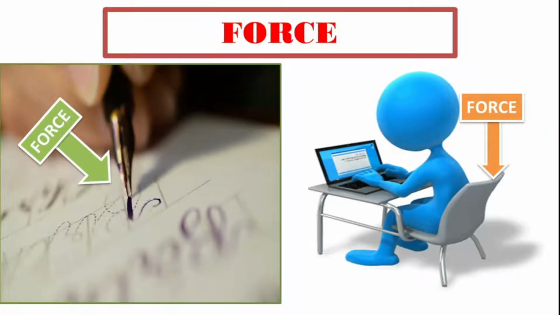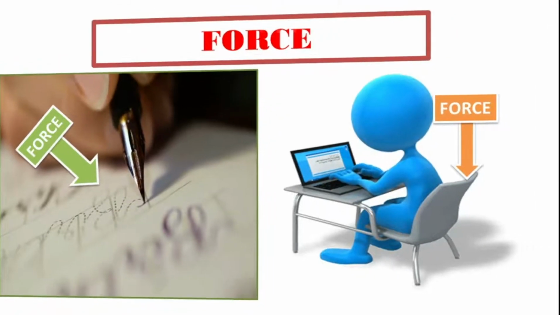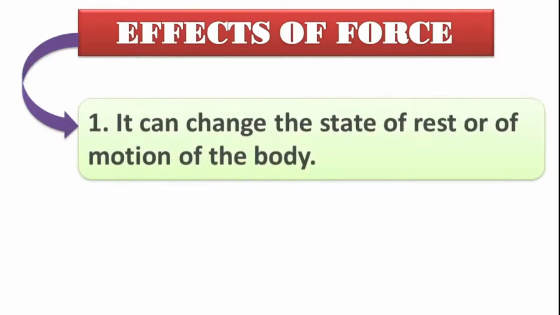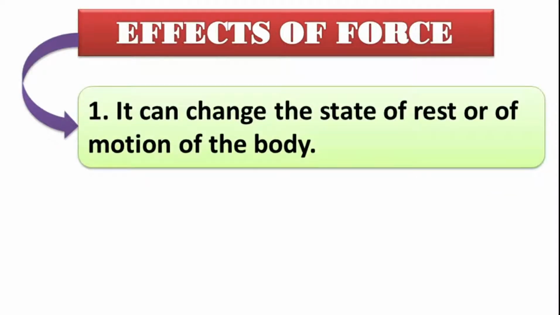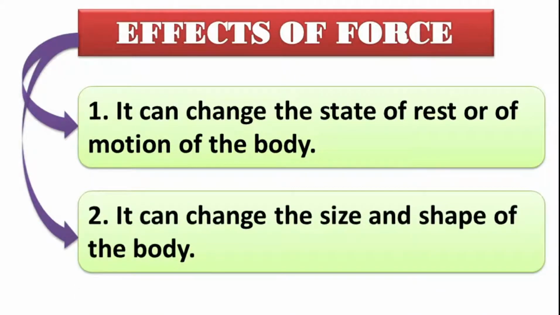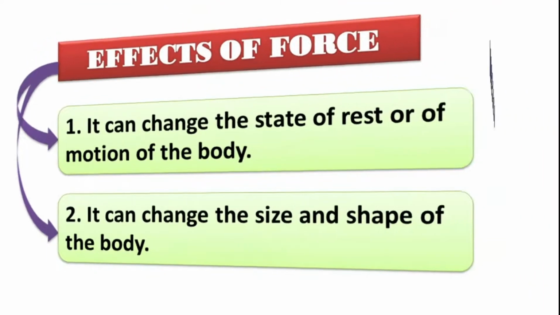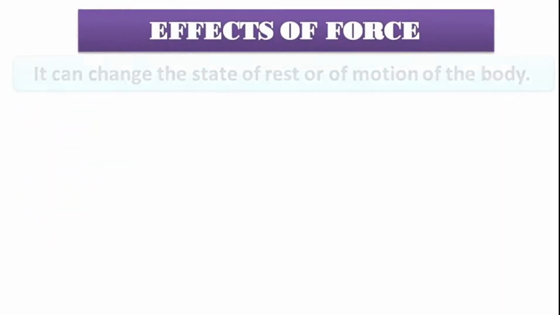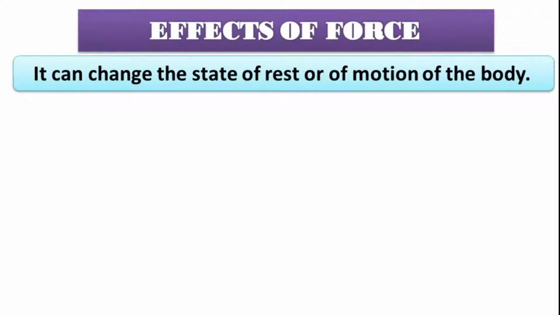When force is applied on a body, it can produce two main effects. Number one, it can change the state of rest or of motion of the body. Number two, it can change the size or shape of the body. Let us understand both these effects better. Number one, force can change the state of rest or of motion of the body.